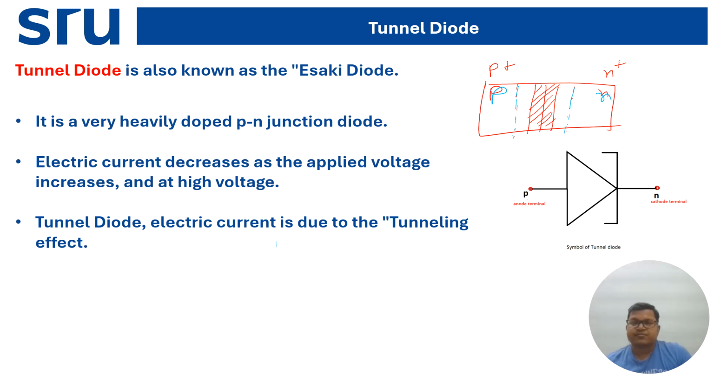Okay, so the circuit symbol of the tunnel diode is like this. If these two portions are not there, it is similar to the normal p-n junction diode. But to represent the tunneling effect, we are putting these two things here and here. Right. So this is the circuit symbol for the tunnel diode.